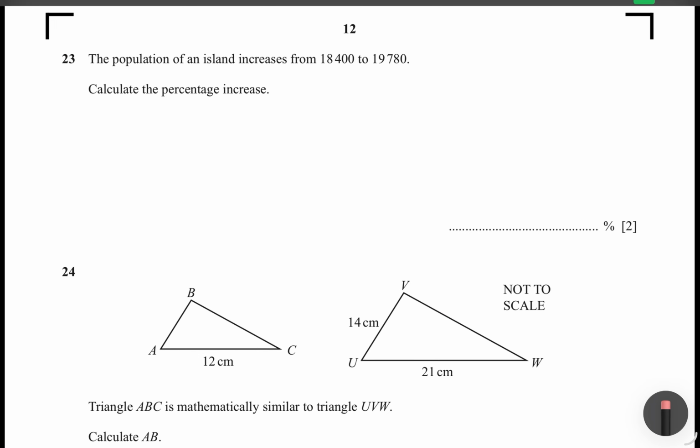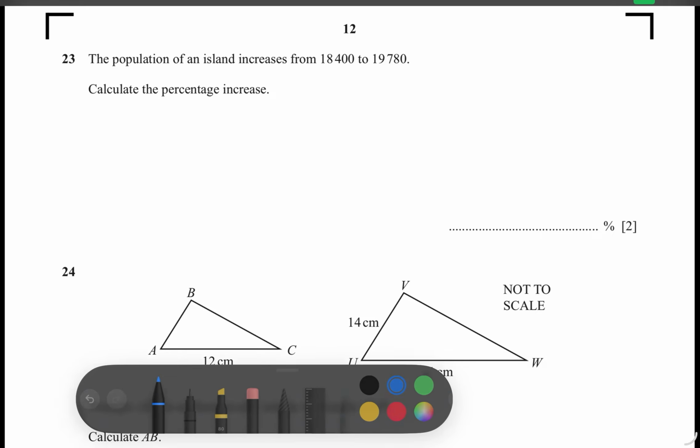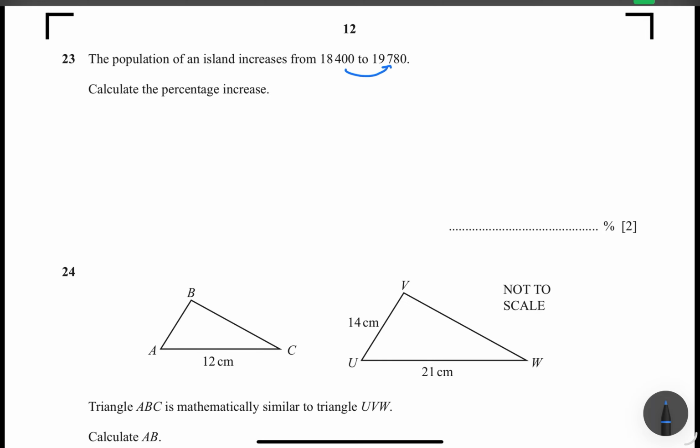So let's start. The population of an island increases from 18,400 to 19,780. Calculate the percentage increase. To find the percentage increase, first we will find the increase. So the increase is going to be 19,780 minus 18,400. So this is the increase.